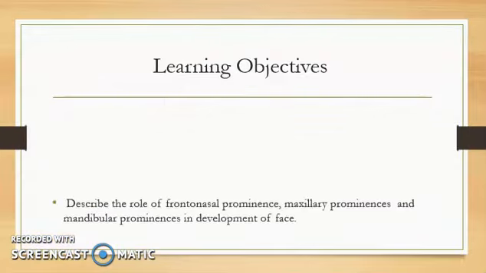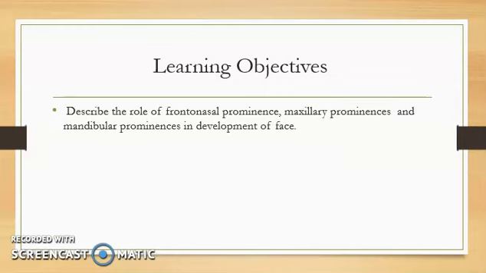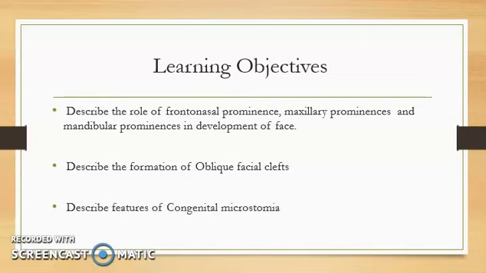The learning objectives for today's session are: number one, describe the role of frontonasal prominence, maxillary prominence, and mandibular prominence in the development of face. Secondly, describe the formation of oblique facial clefts. And thirdly, describe the features of congenital microstomia.